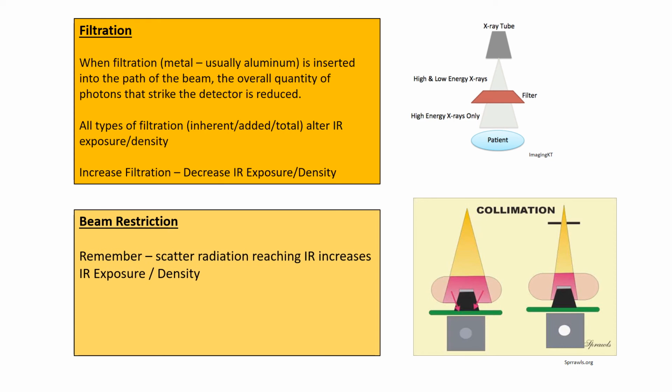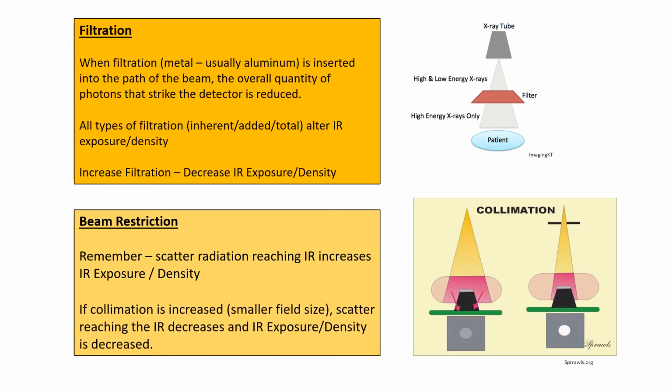So remember, scatter radiation reaching the IR increases the IR exposure or density. If the collimation is increased, so we get a smaller field size, think about going from a 14 by 17 down to an 8 by 10. Because you're irradiating less of the body, you're going to get less scatter. And remember, even though scatter isn't good density, it's still density. So if collimation is increased, scatter reaching the IR would decrease. There's less of it, and IR exposure or density would also be decreased.